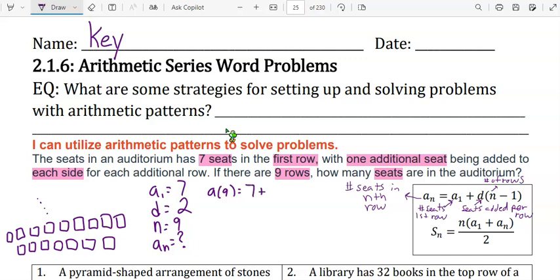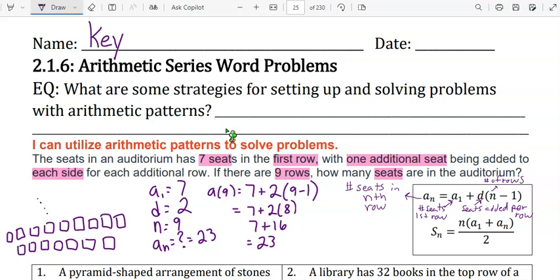7 plus 2 times 9 minus 1. Okay, let's evaluate this. 7 plus 2 times 8. 7 plus 16. 23. So there's 23 for the 9th row.